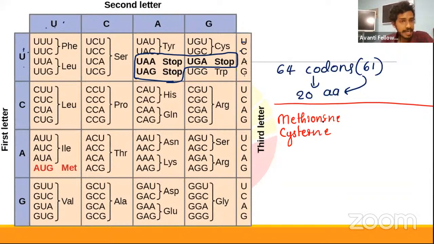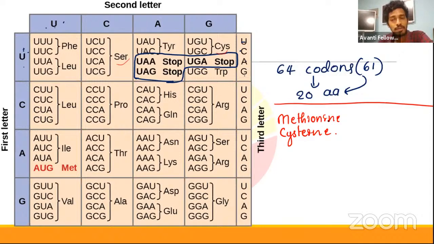Can I write it? Sorry, could you explain what these represent, what the amino acids are? Just listen. This is phenylalanine, leucine, isoleucine, methionine, valine, serine, proline, threonine, alanine, tyrosine, stop codons, histidine, glutamine, asparagine, lysine, aspartic acid, glutamic acid, cysteine, tryptophan, arginine, serine, arginine, and glycine.